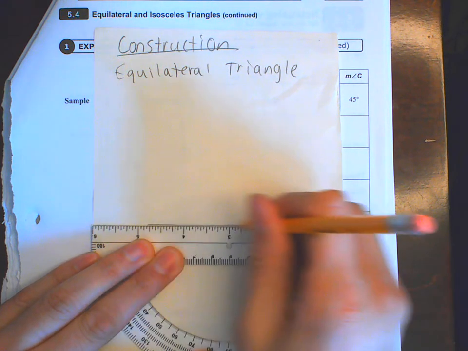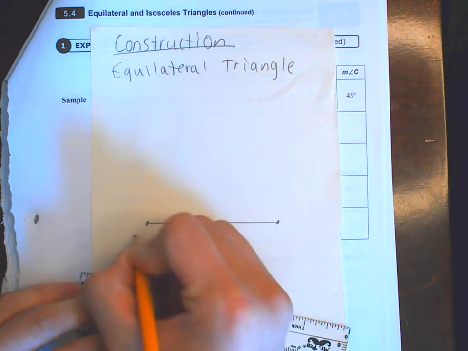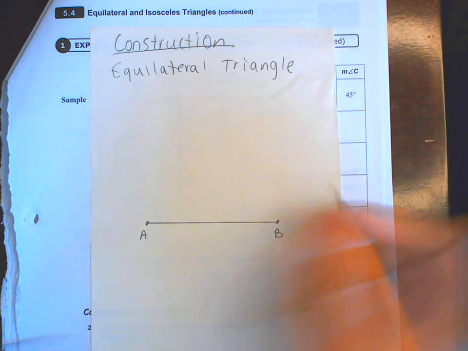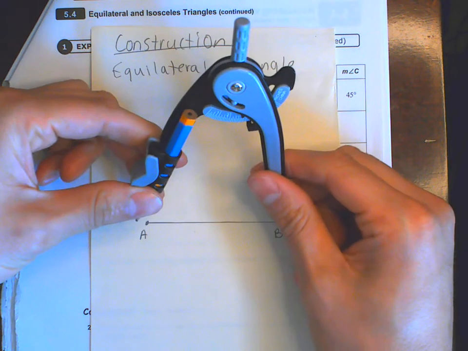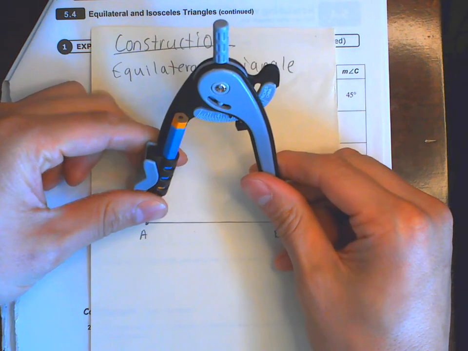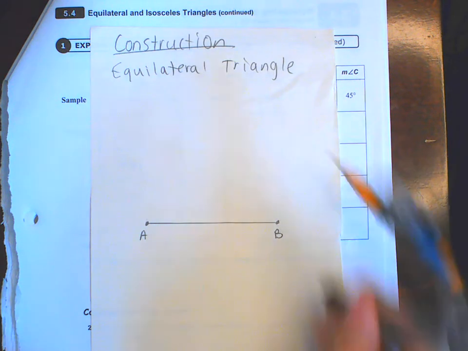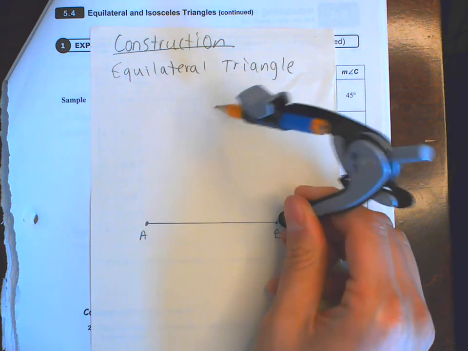Create a side, doesn't matter the size. Okay, call that A and B. And here's what you're going to do. You are going to measure this segment from A to B. Okay, measure it like this. And then you're going to create two arcs from both A and B, and they're going to intersect somewhere on top.